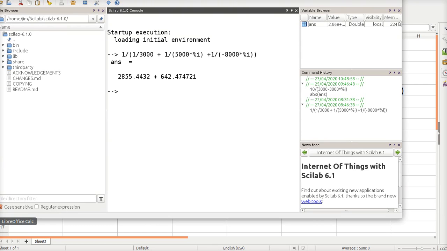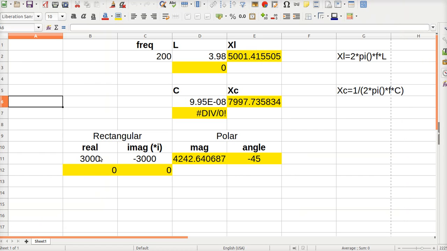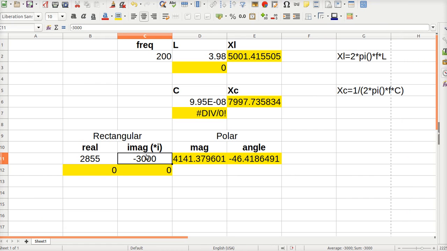Okay, so my real is 2855 and my imaginary is 642. I did notice the sign, it was positive. So my magnitude is 2926 at an angle of about 13 degrees.